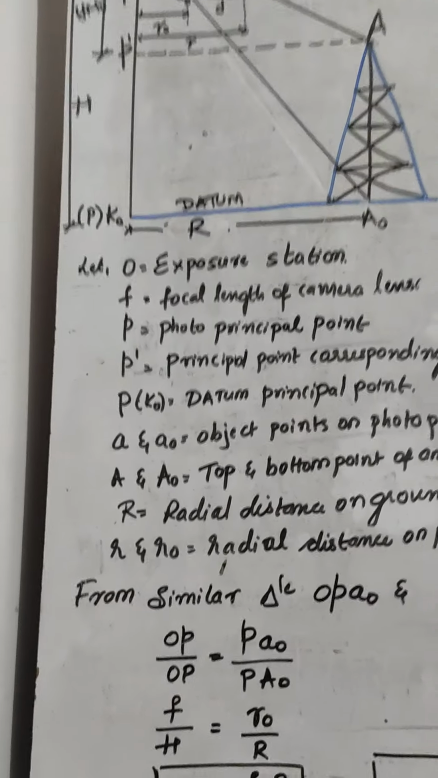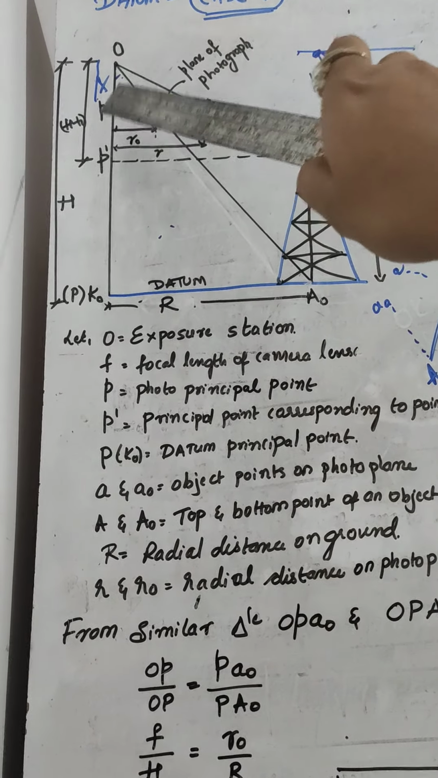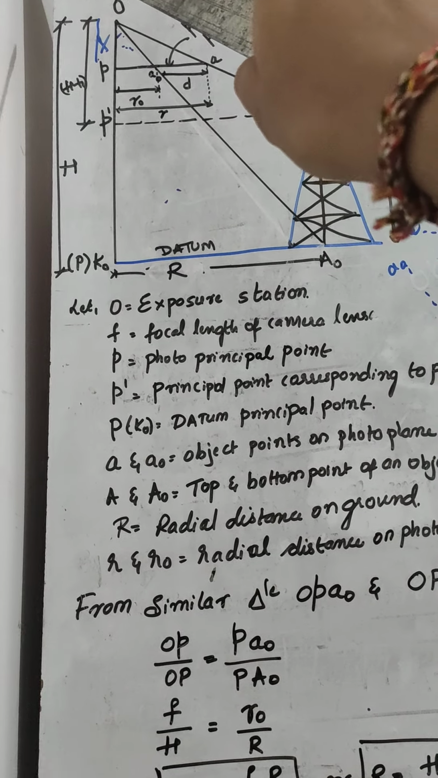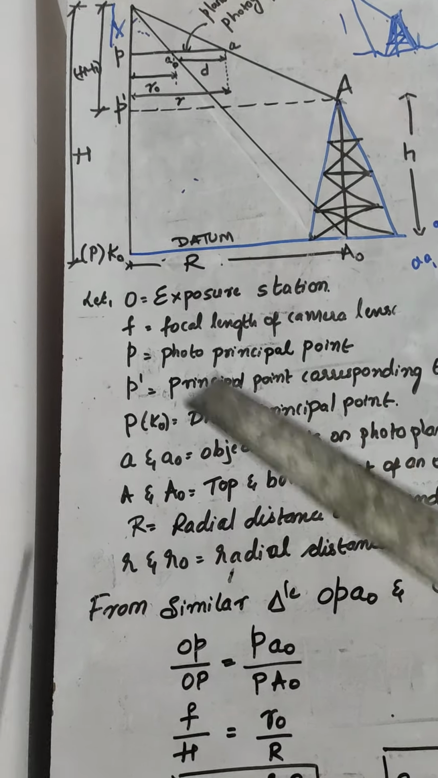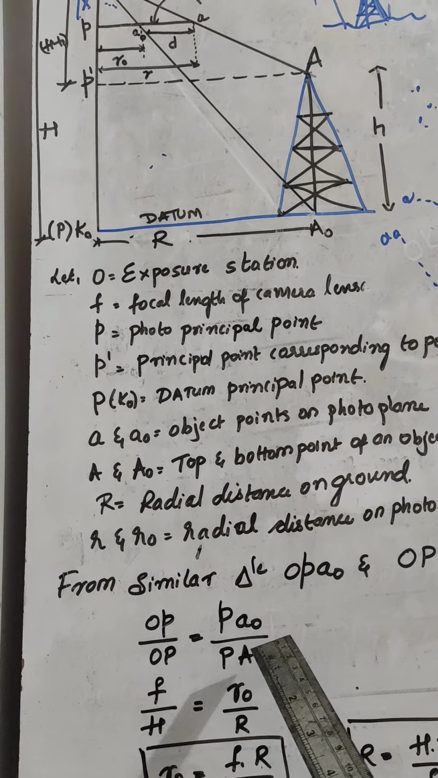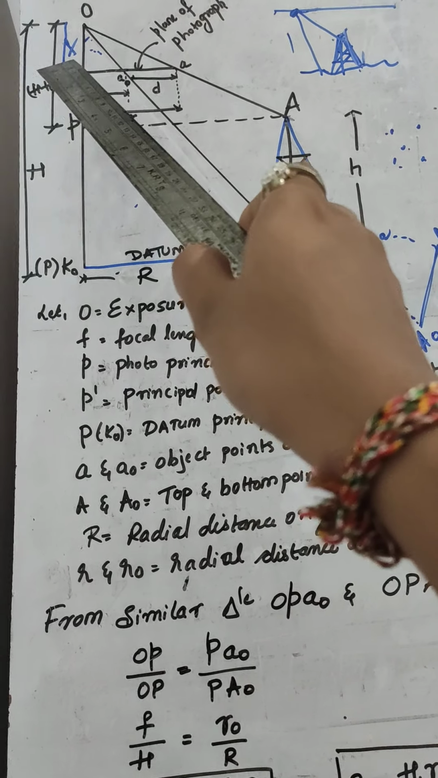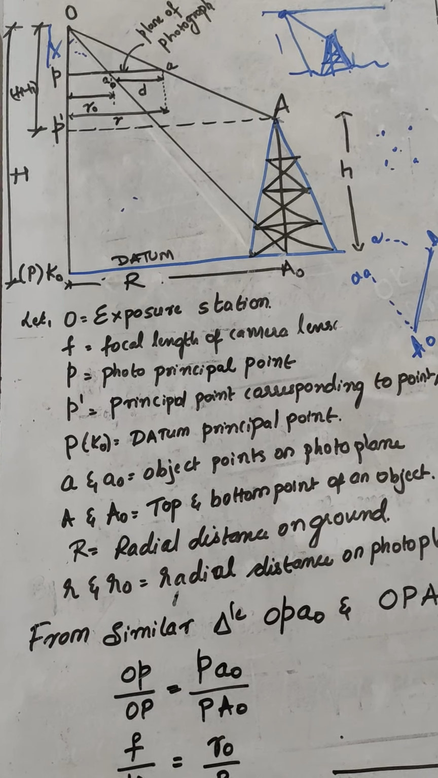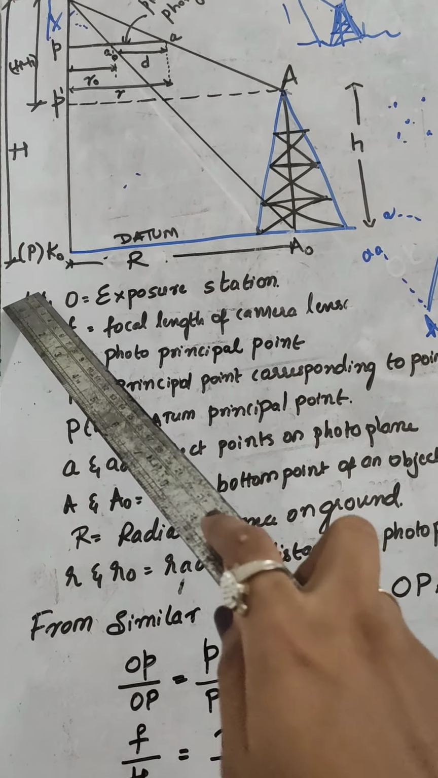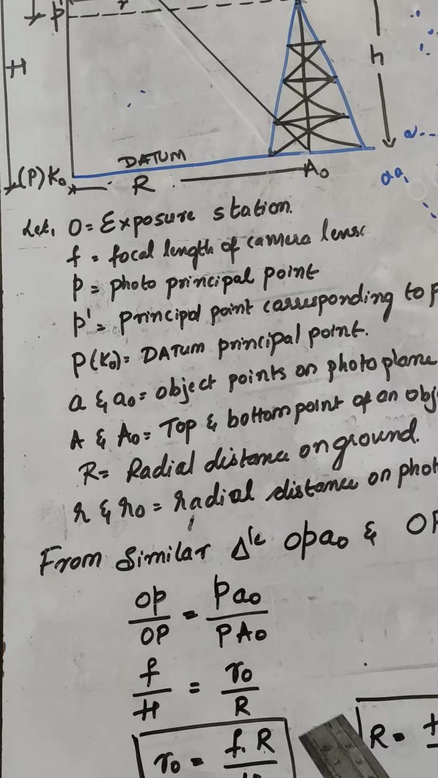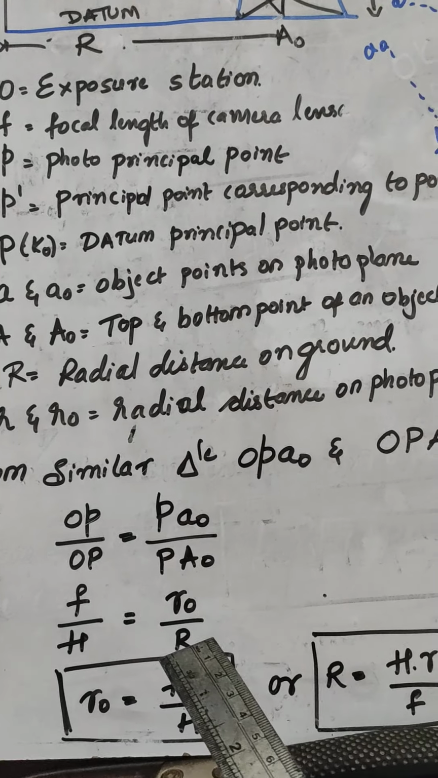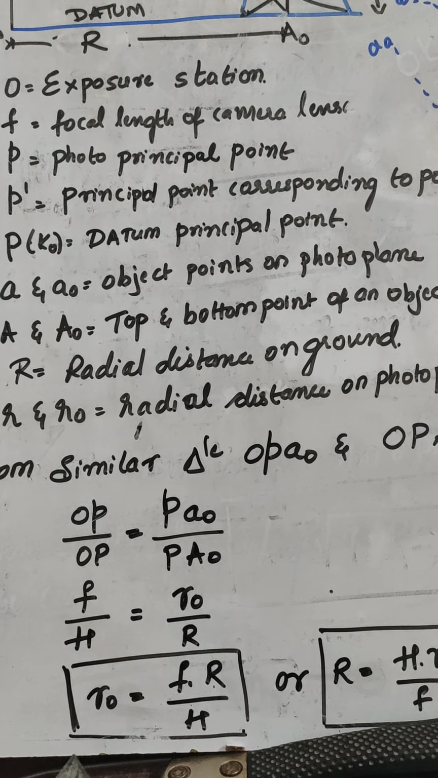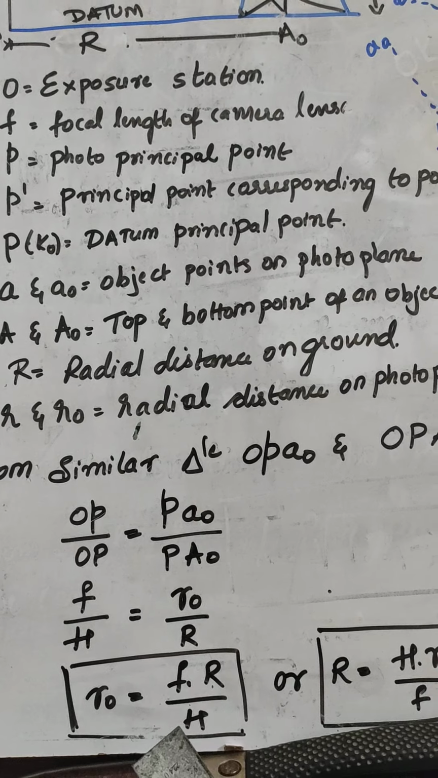Okay, so that OP distance, this O to P, is substituted as f. Then from O to capital P, that is the bottom, it is the flying height H. Next, coming to P A naught, this distance is represented as r naught, and the bottom distance, P to capital A naught, is represented by capital R. We have substituted this, and finally, taking small r naught from this equation, it becomes f into R divided by H.